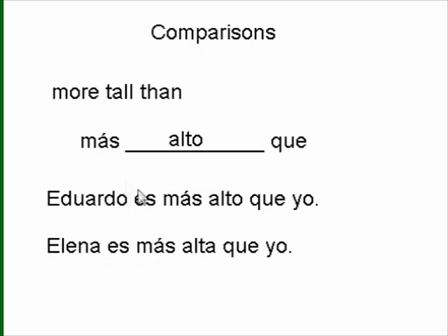Here we've got a couple of examples. Eduardo es más alto que yo. Since Eduardo is singular and masculine, we use the singular masculine form of our adjective. Elena es más alta que yo. Since we're referring to Elena, she is feminine singular, we're going to go with the feminine singular form of the adjective. If we were referring to more than one person here, we would of course go with the plural form of the adjective, and again make it masculine or feminine depending on who we were describing.